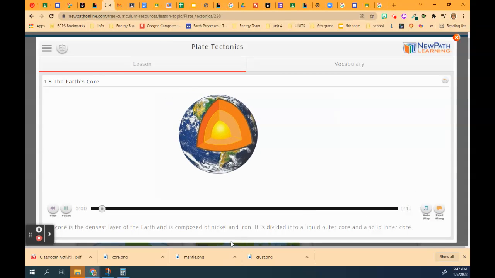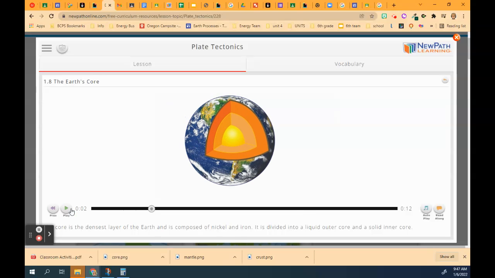So we are going to zippity-doo to the core. Now in the core, we talked about this yesterday. You've got the inner core, you've got the outer core. They are both composed of the elements nickel and iron. Outer core, liquid; inner core, solid. Okay, so that was pretty much it for the video that we had such a hard time getting onto.